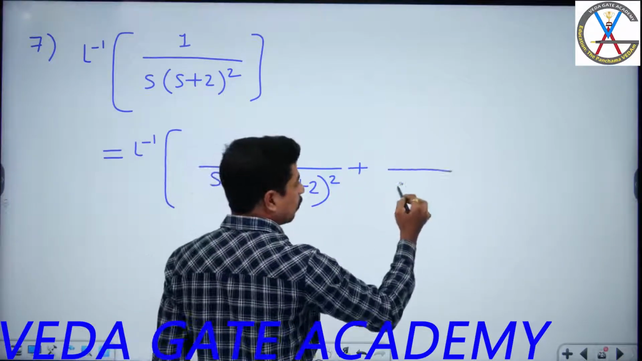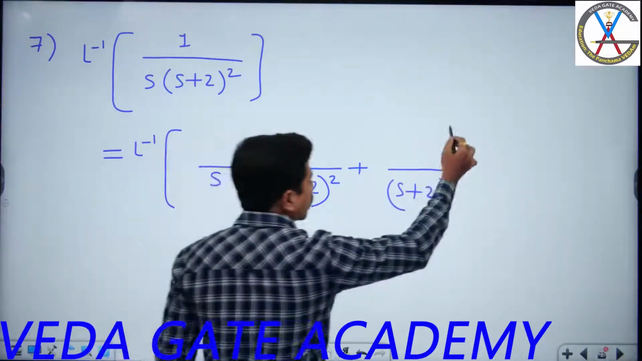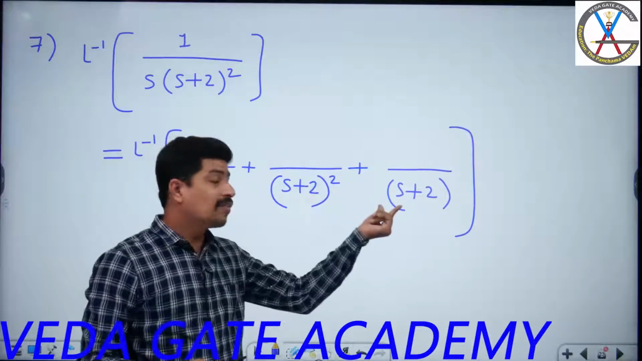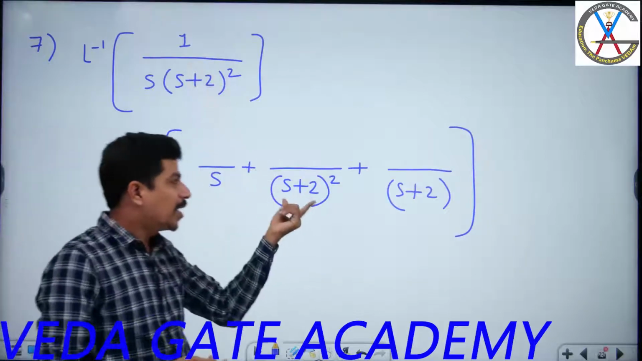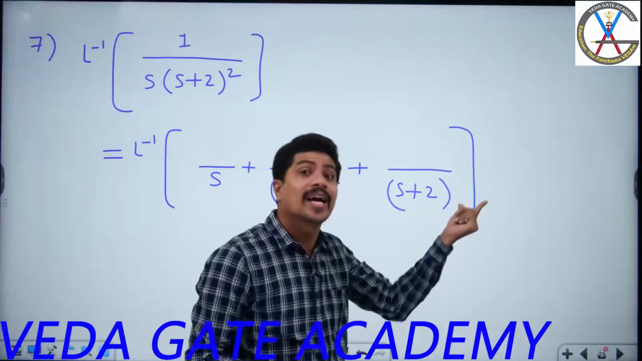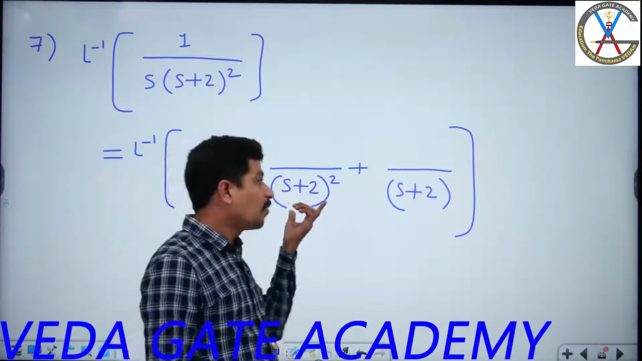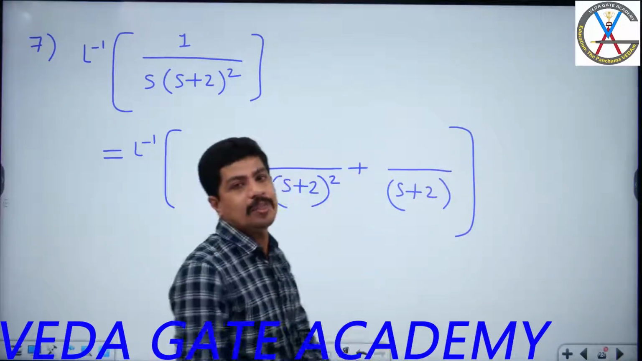Next, again, we have to write s plus 2. Means, s plus 2 whole square is there, so s plus 2 will come two times, one with the total. After removal of one power, suppose if it is s plus 2 whole cube: s plus 2 whole cube, s plus 2 whole square, s plus 2. If it is s plus 2 whole power 4: s plus 2 whole power 4, s plus 2 whole cube, s plus 2 whole square, s plus 2. In that way, we have to expand.